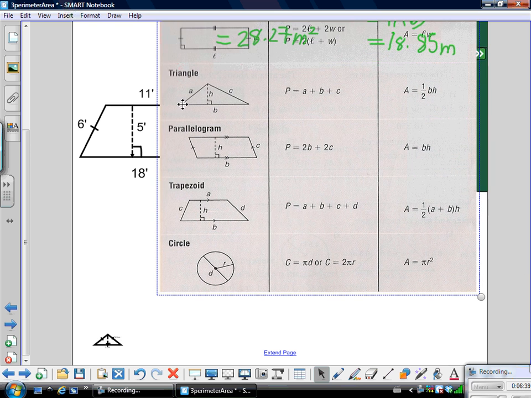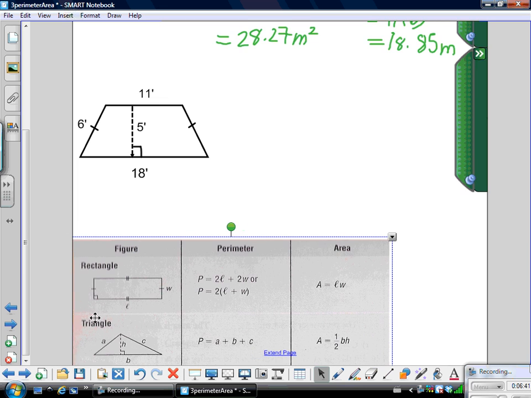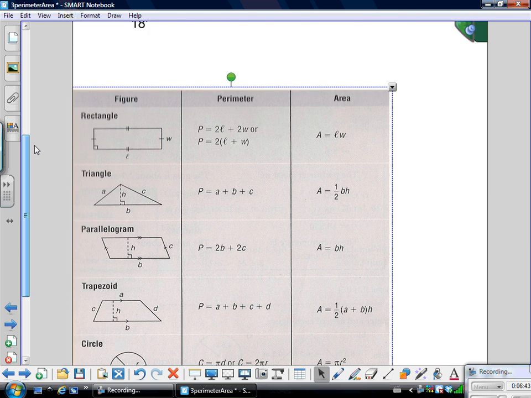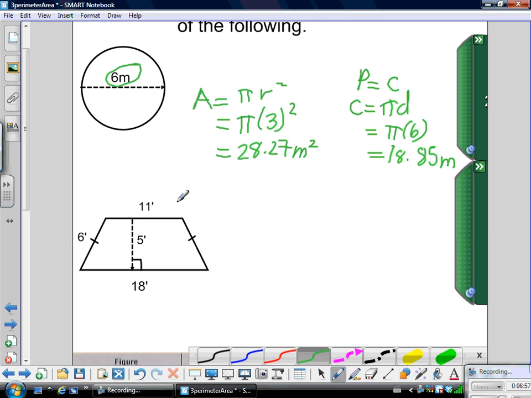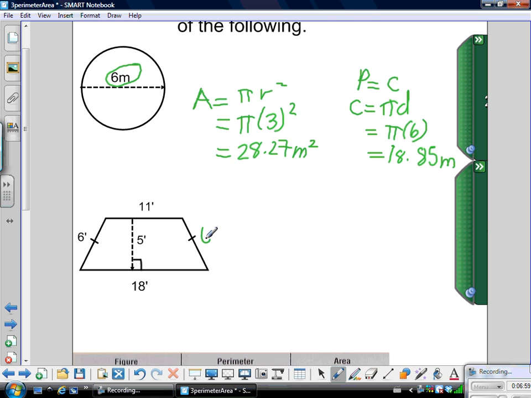Now, before we write down the formulas, we want to make sure that our units are all in the same measurement. So we have feet, feet, feet, feet. So that is fine. We have a tick, two ticks here. So we know that that means that this side over here is also 6. So we're just going to write that in just so that we remember that.